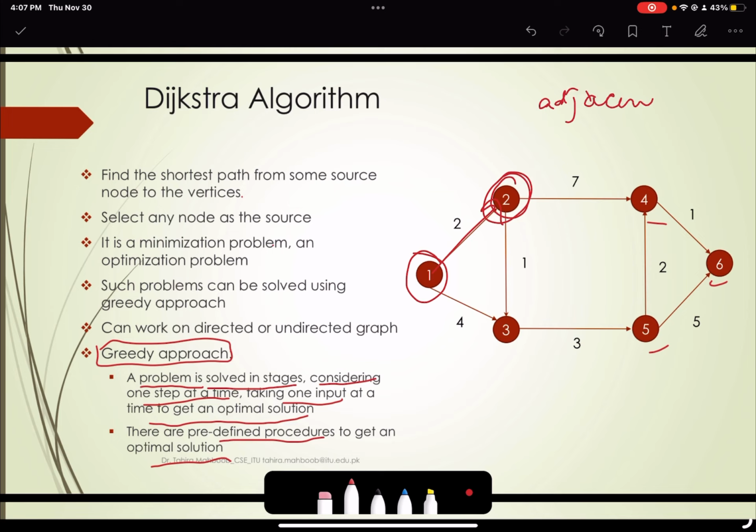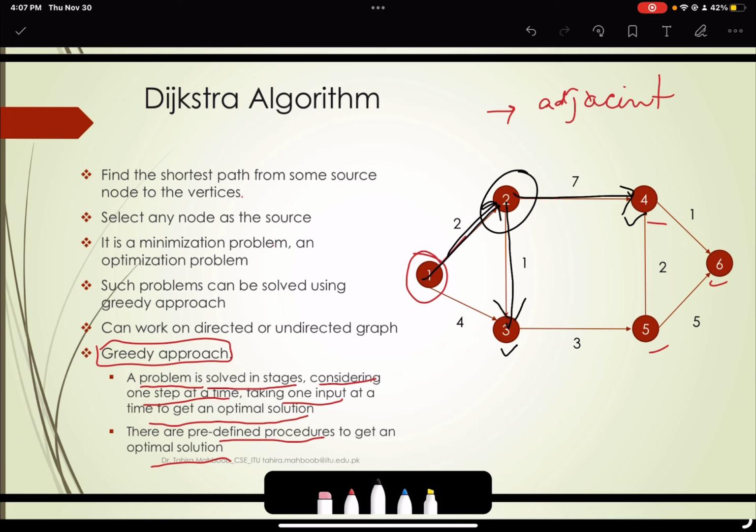Those nodes that are connected to vertex 2. In this case, we can see that 3 and 4 are connected to vertex 2, and we estimate the cumulative path. So if we are to go from 1 to 2, we have already gone there, and from 2 we can go either to 3 or to 4.